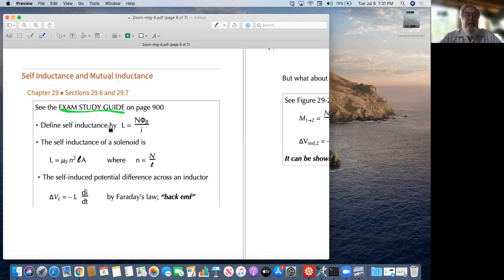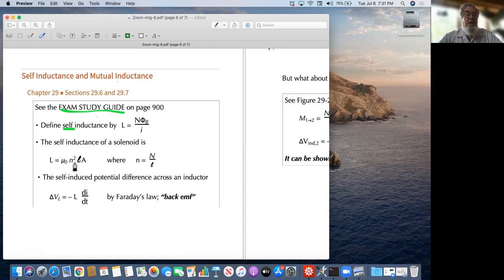The definition of self-inductance is flux divided by current for one coil of wire. In other words, you want the flux through a coil of wire, which is produced by that very current. So that's called self-inductance. And that's the flux divided by the current times the number of turns of wire. Now, mutual inductance is different, but this is self-inductance. The self-inductance of a solenoid is written down in the exam study guide.